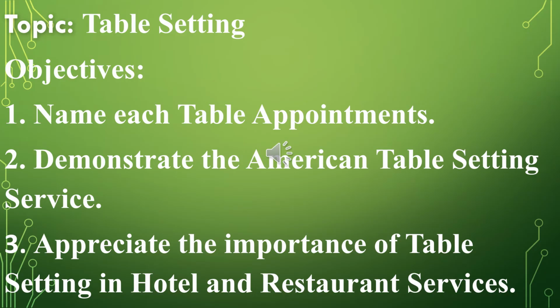For example, class, for the topic of table setting. This was my topic in the afternoon before. We have number one objective, name each table appointment. So that is under the cognitive domain. Number two, demonstrate the American table setting service, that is demonstrate, psychomotor, and number three, appreciate the importance of table setting in hotel and restaurant services. So that is the affective domain. So as you can see, class, the objectives consist of three in all. It consists of the three domains so that the child is holistically improved or developed. Okay?